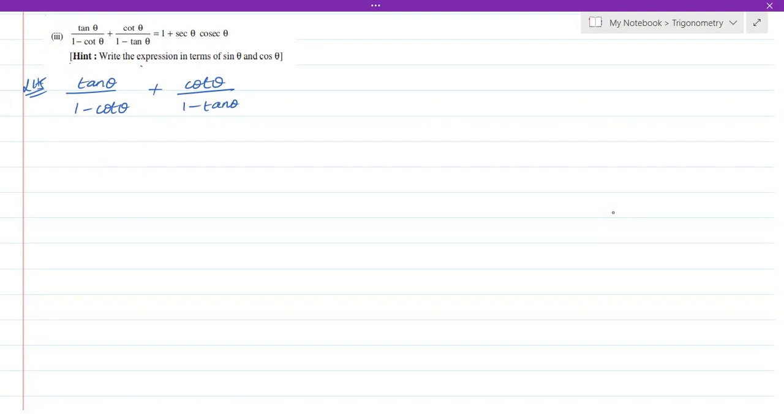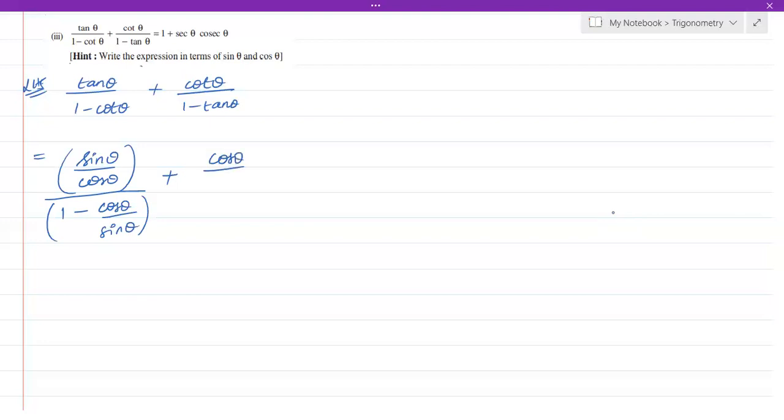So as you know, there is no identity, isn't it? We don't have any identity. 1 minus cot theta, 1 minus tan theta. There is no identity. If there is no identity, what should we do? We have to convert in terms of sin theta and cos theta. Okay. So tan theta can be written as sin theta by cos theta divided by 1 minus cot theta, which can be written as cos theta by sin theta. Okay. Plus again cot theta can be written as cos theta by sin theta divided by 1 minus tan theta, which can be written as sin theta by cos theta.